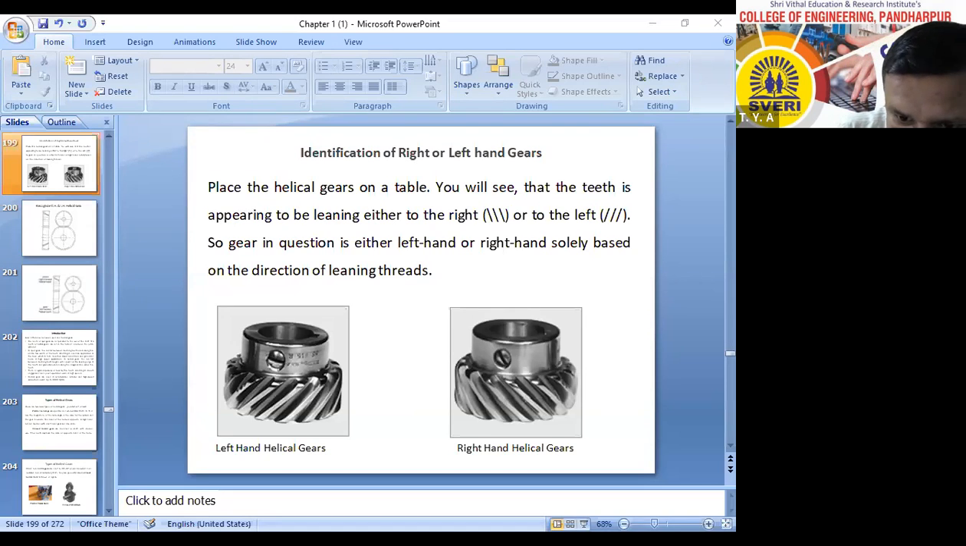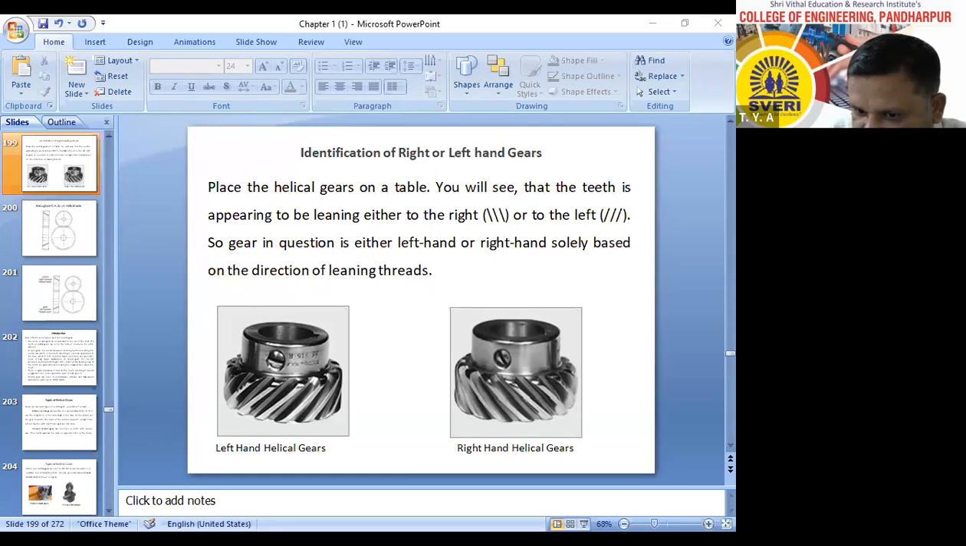suppose I will draw this front view of the gear. Front view of the gear is always a rectangle, remember. Therefore, this is the gear, this is the center line. Now, how to identify this right hand helical gear? If I draw the teeth like this, and if I extend the teeth, then these extended teeth are going to intersect the axis of the gear towards right side. That's why it is known as right hand helical gear.